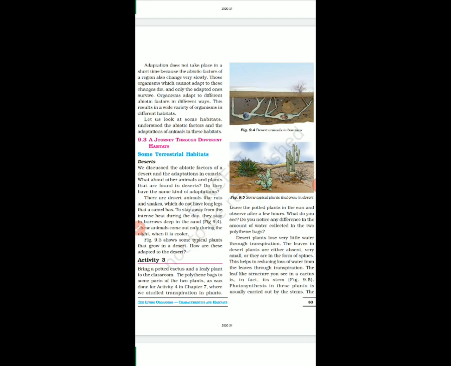A journey through different habitats. First, we are seeing about the terrestrial habitats. In that, the first one is deserts. Deserts means where there is less water, the climate is very hot in daytime and very cold at night. There is always scarcity of water. We discussed the abiotic factors of a desert and the adaptations in camels, right?